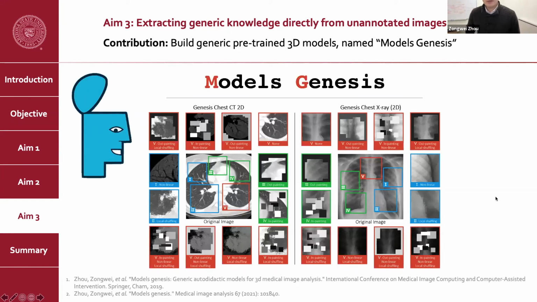Actually, we are the first to build a generic pre-trained 3D model for medical image analysis. We called it Models Genesis. It learns representation directly from unlabeled images without any human manual annotation, and it leads to powerful target models for many medical imaging tasks through transfer learning.